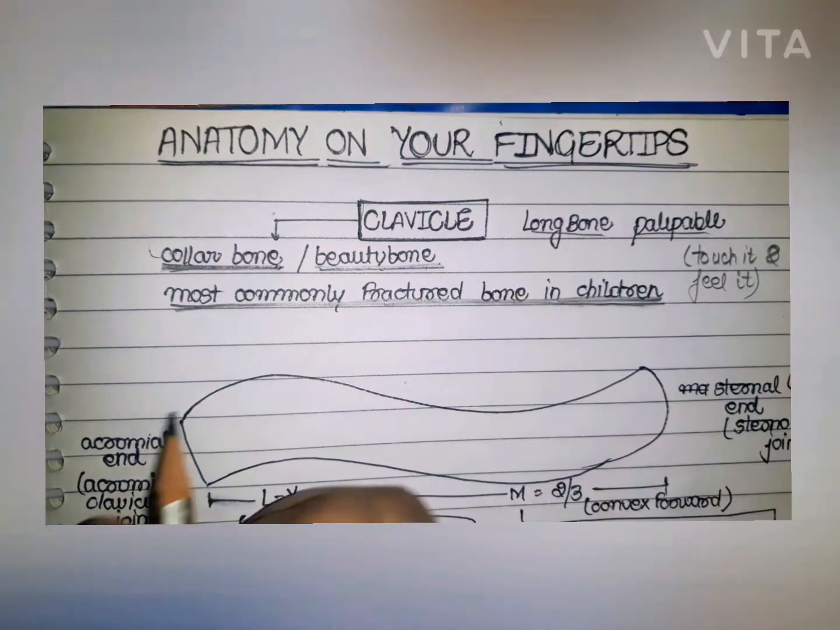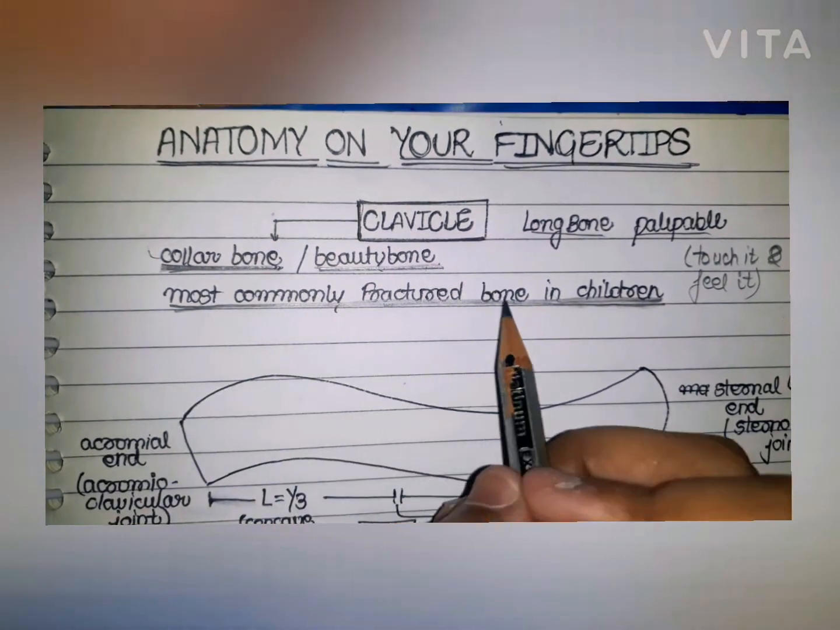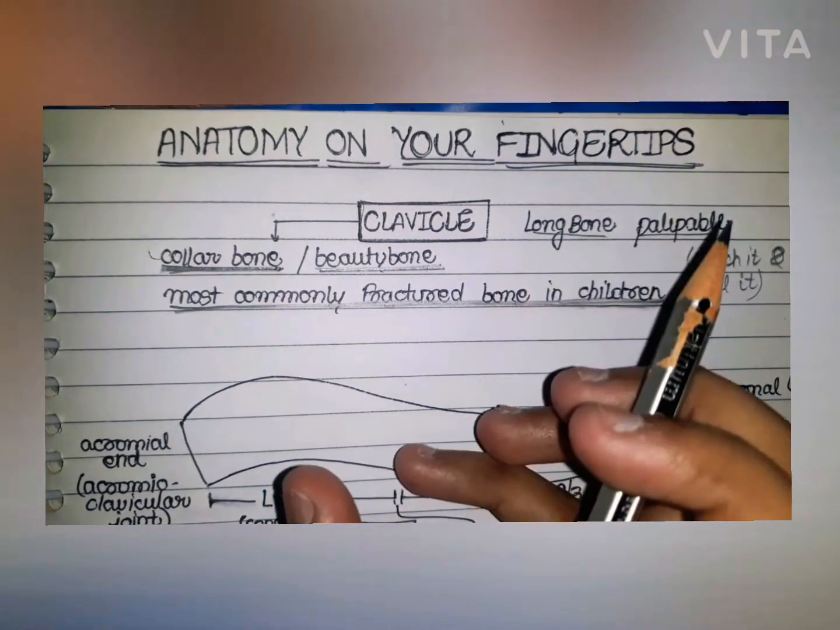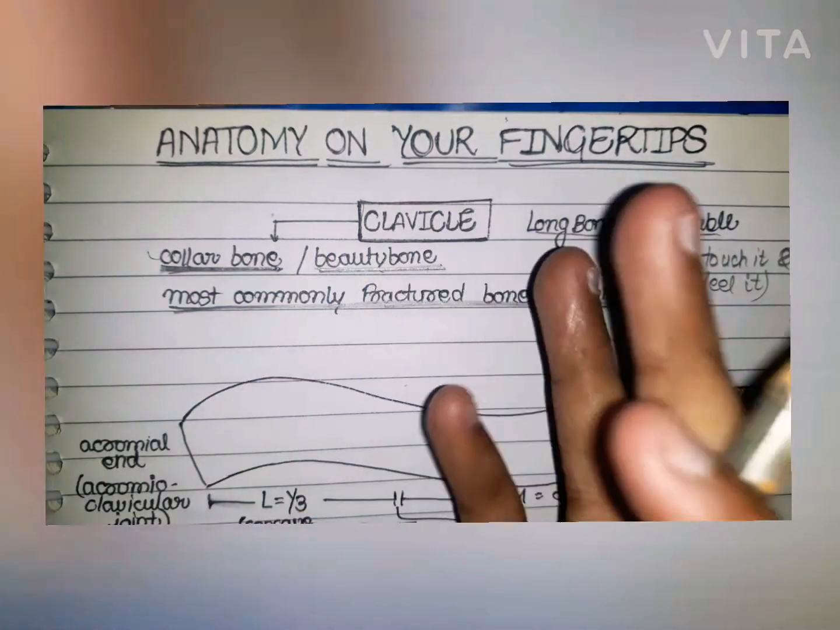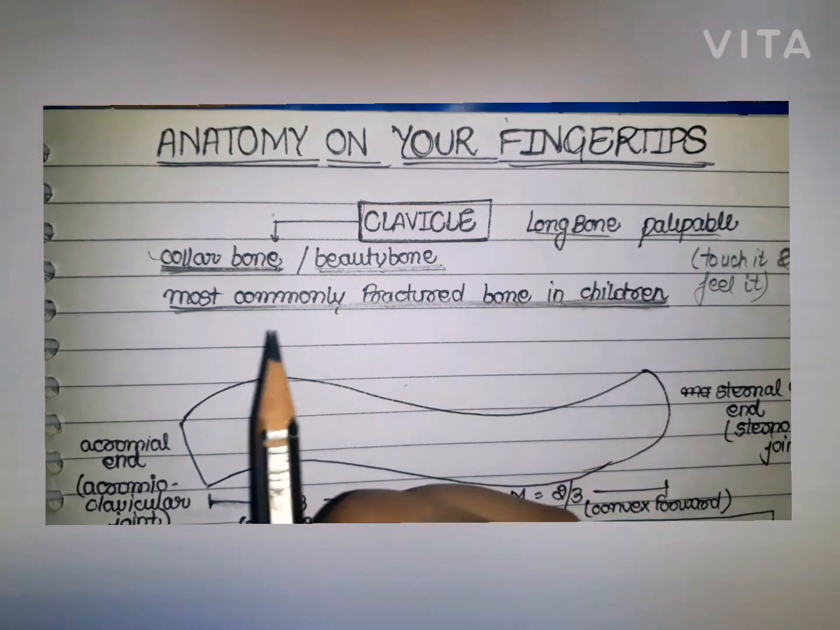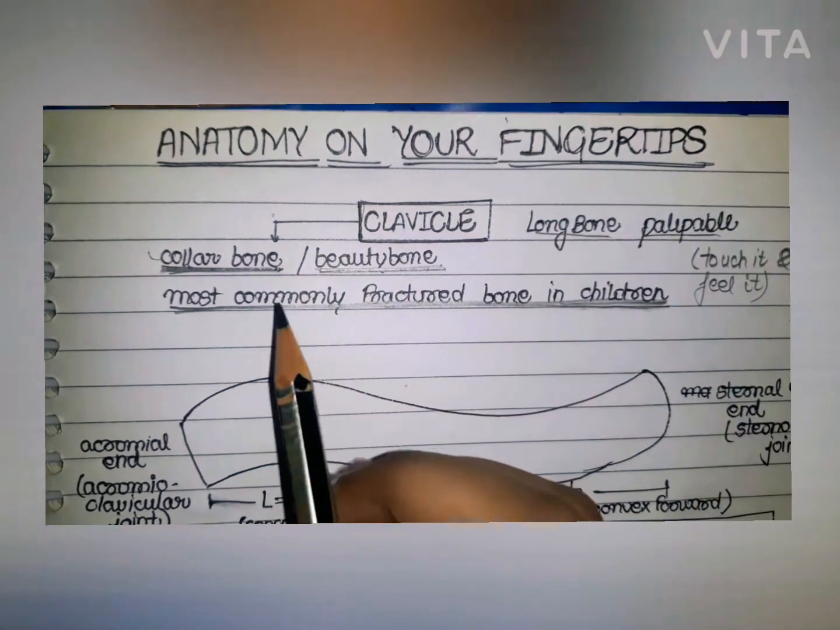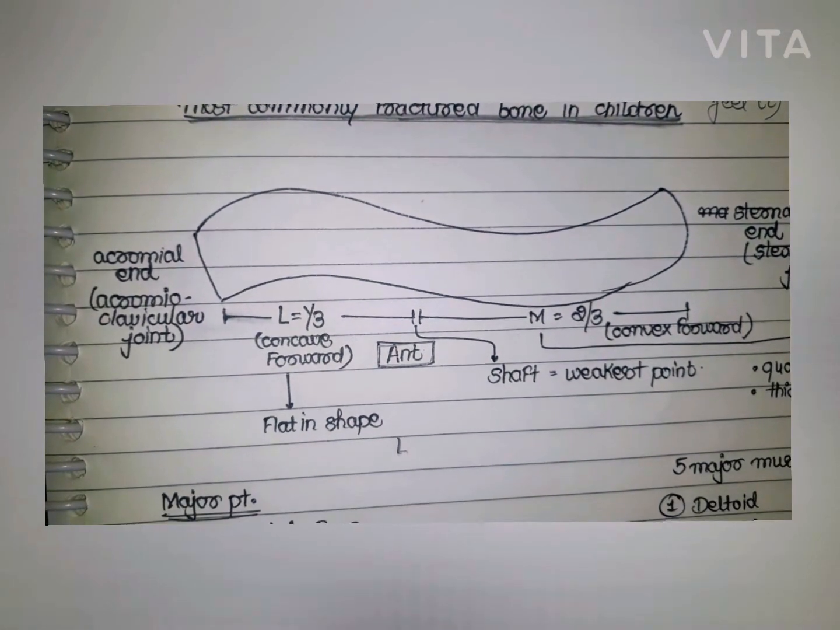female or girls. Next most important point is it is most commonly fractured bone in children. In children, as you all know, bones are very weak, they are not so developed, so they can easily break and fractured. So which is the most commonly fractured bone in children? That is clavicle. Without wasting any time, let's go through the structure of the clavicle.